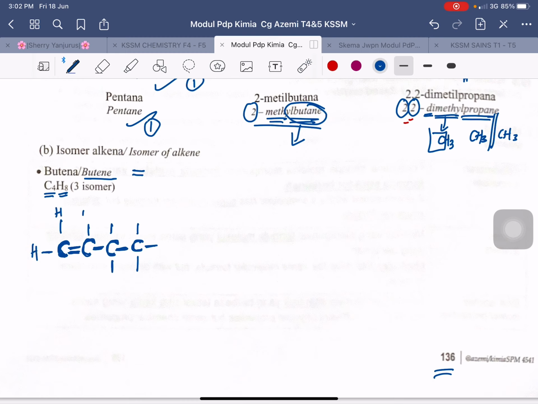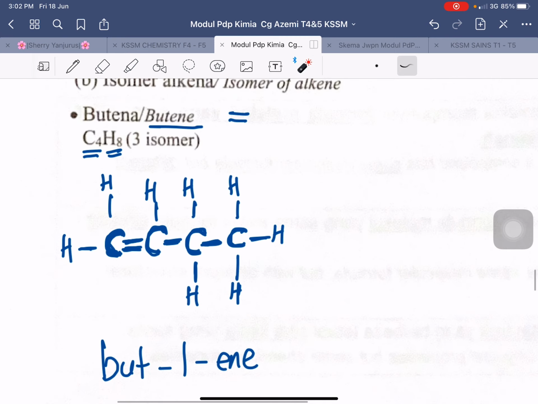1, 2, 3, 4, 5, 6, 7, 8. This is the first isomer for butene. How to name? But-1-ene. Why is there a 1 there? Okay, this one you need to listen carefully.